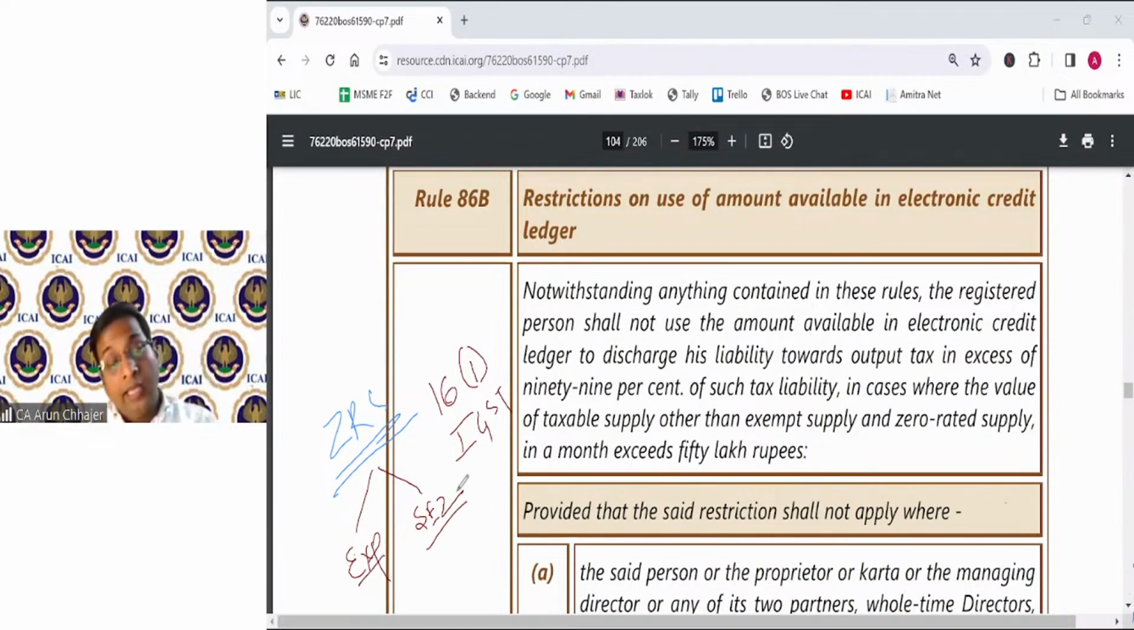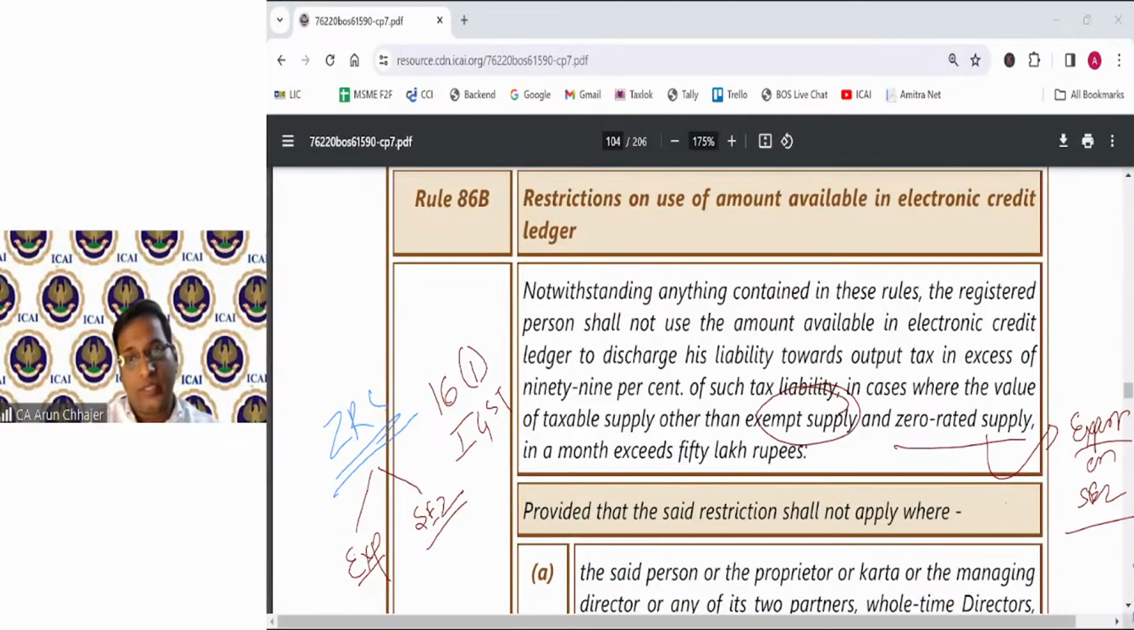It means if the supply has 0%, that is exempted. That is not taxable supplies. That is exempted. So what is the meaning of zero rated? It means export and SEZ. Always remember this word.